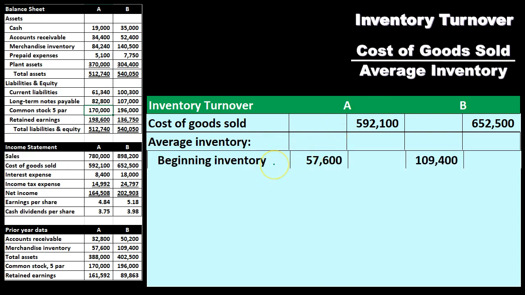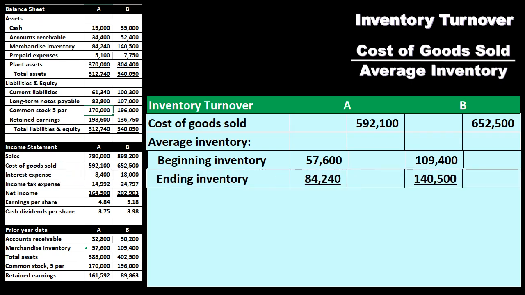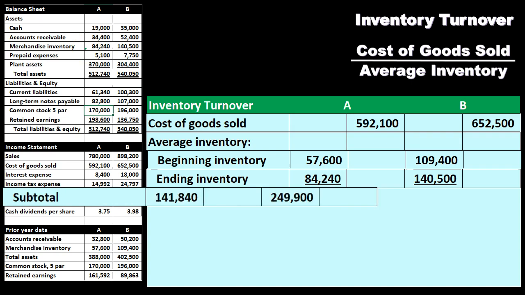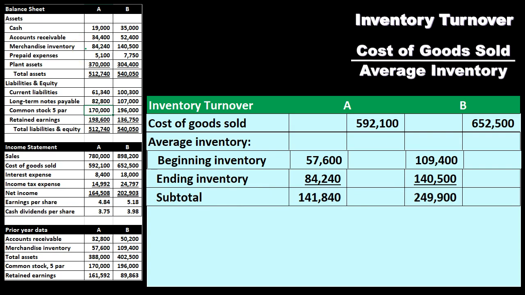We have the beginning inventory. Where's that going to come from? Not the balance sheet on the current year, because the inventory on the balance sheet in the current year is as of the end of the time period. We need to go to the prior year. We're looking for the prior year ending balance because that's what the balance sheet is as of the end of the time period, which is the current year's beginning balance. That's why we have the added data here. We're going to add that to the ending balance for inventory, which is on the current balance sheet because the current balance sheet is as of the end of the time period. We're going to add those two up. Why? Because we're doing an average.